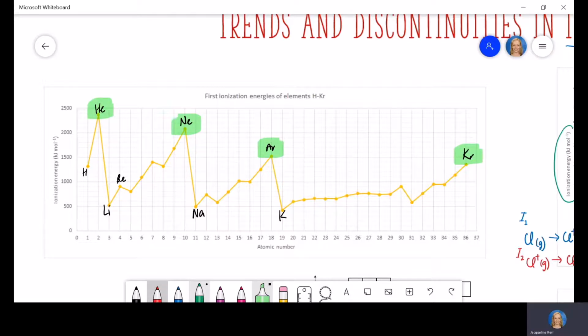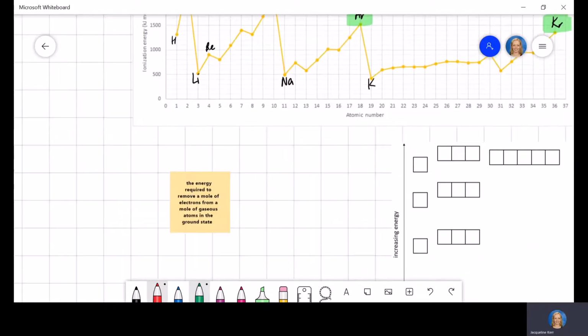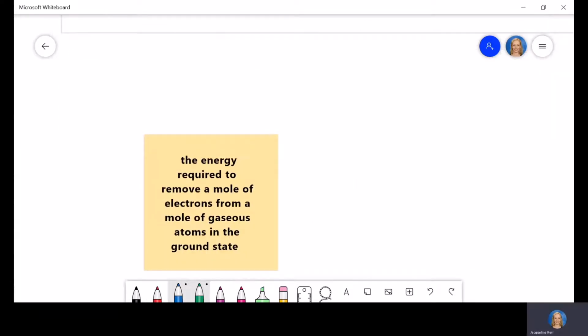I should point out while I'm here that when I say first ionization energies, if you don't have a working definition of that, make sure you jot this down in your notes. So ionization energy 1, that's what we mean by first ionization energy. I've gone with the Z. I do tend to prefer British spelling, but this is in your course.